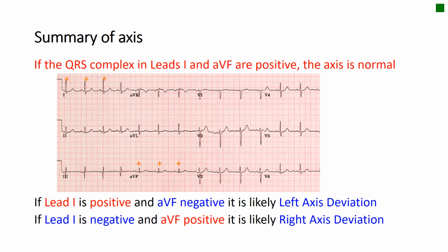So in summary, if the QRS complex in leads 1 and AVF are positive, then the axis is normal. But if lead 1 is positive and the AVF is negative, it's likely that it's left axis deviation. If lead 1 is negative and AVF is positive, it's likely you've got right axis deviation. So that's a quick summary, a quick way of looking for axis.